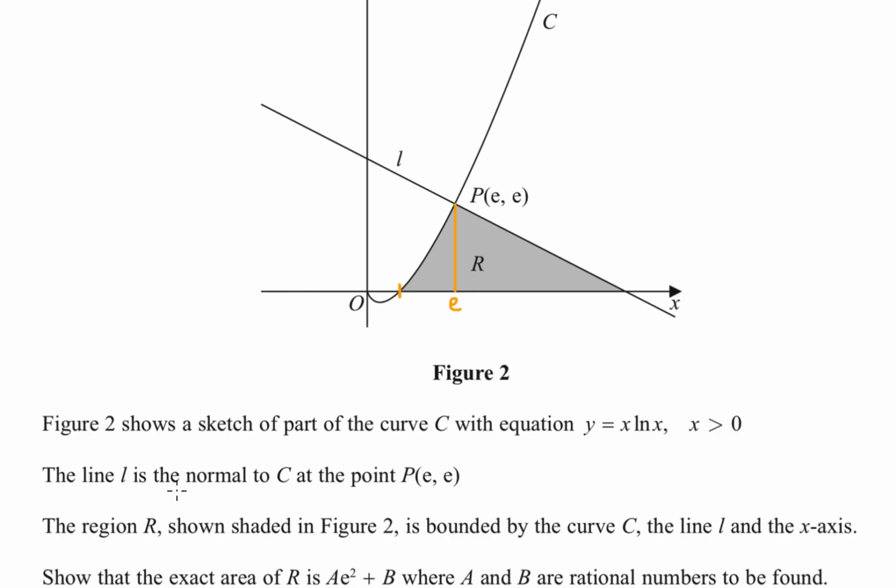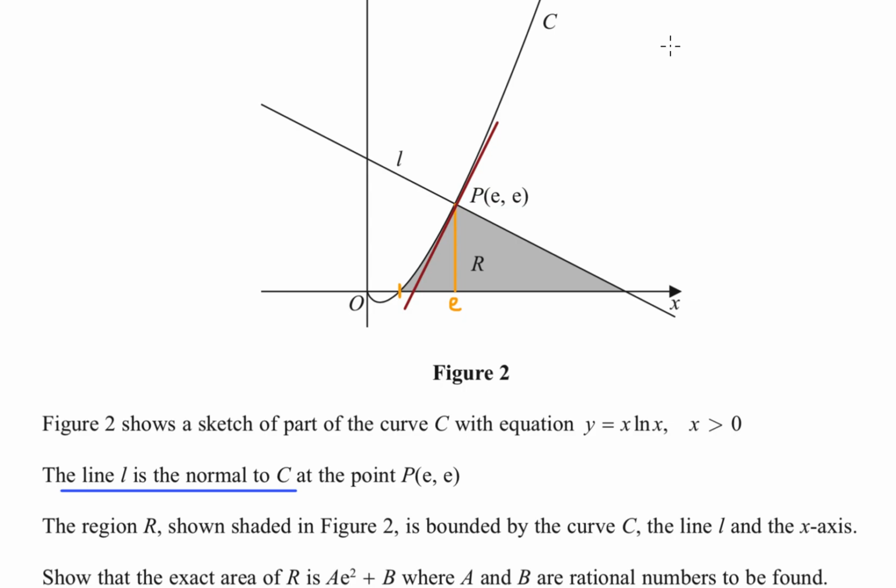What do we know about this line? It says that the line L is a normal to C at this point. So that means that the tangent to the curve has the negative reciprocal of the gradient of L. So if we can find the gradient of the tangent of C when x is equal to E, we're going to be able to find the equation of this line because we know a point on the line, we know P.